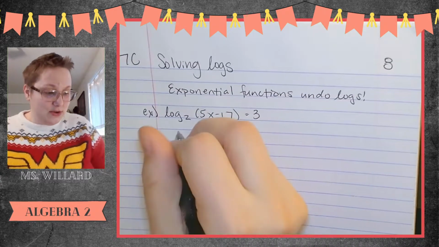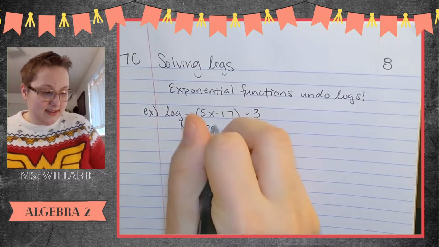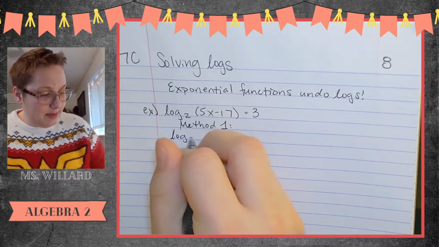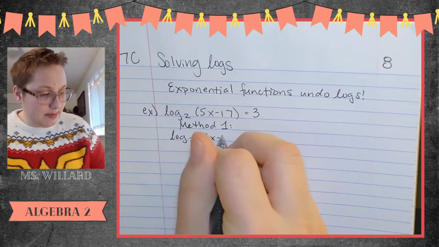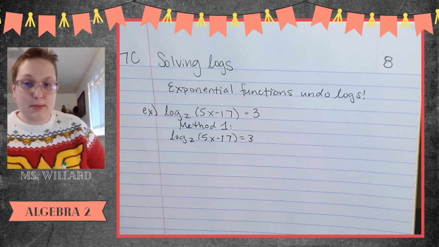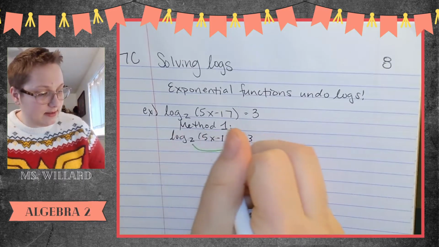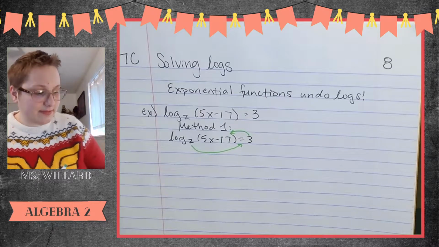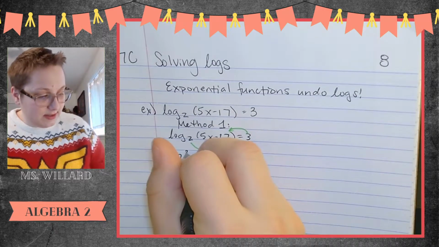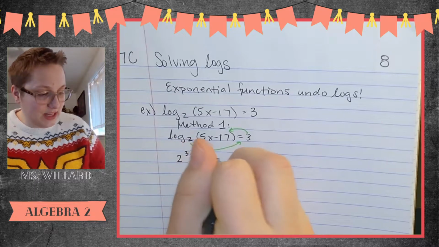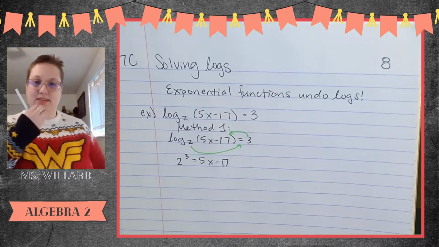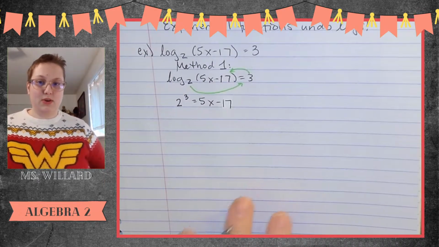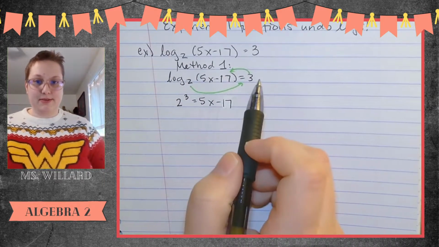Now, again, there's two methods. Method 1 is using the log loop. So log base 2 of 5x minus 17 equals 3. I'm going to start with the base. Right, there's my log loop. I'm still mad that other teachers call this a log wheel. It's a loop. So what happens is I have 2 to the power of 3 equals the rest of it.